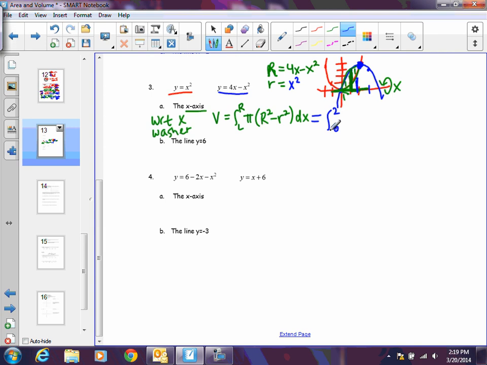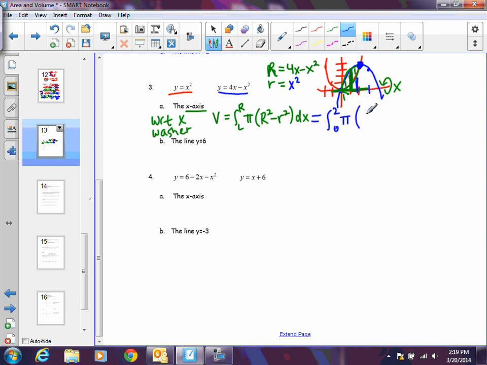How did we find the bounds before? Set the two functions equal to each other. That's a really nice tool that we can use. Now, if there's more than 2 points of intersection, then you could have a problem, but this is something that you can always use. It's the same as before.